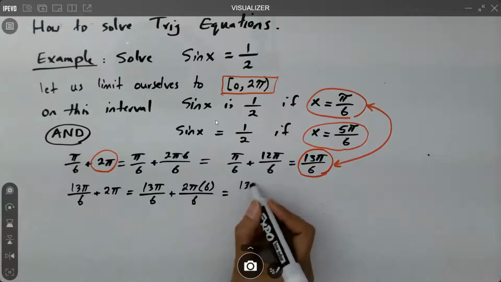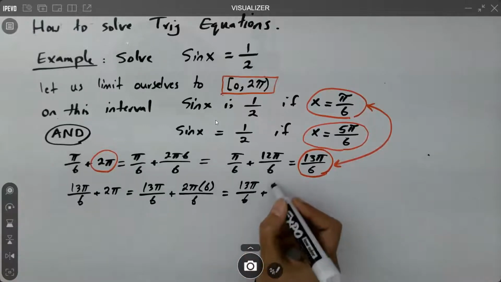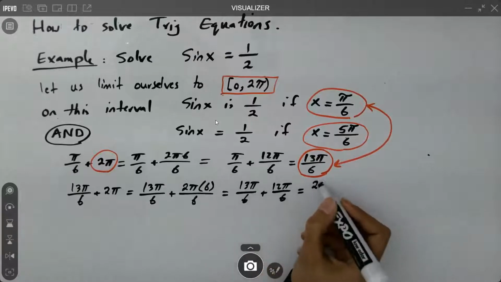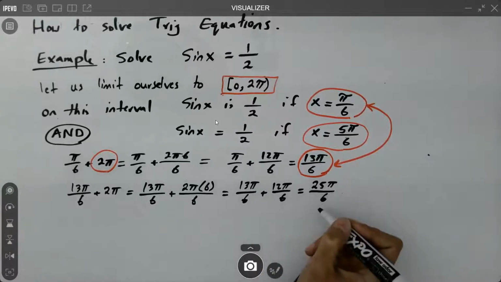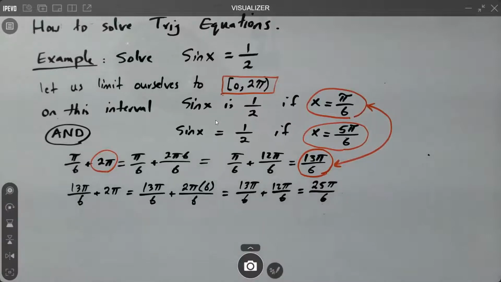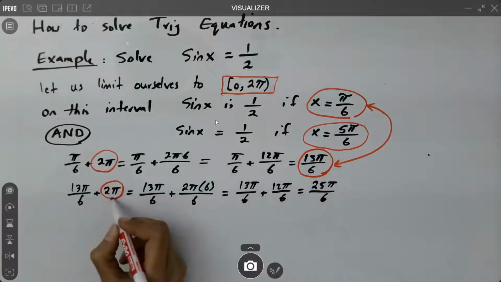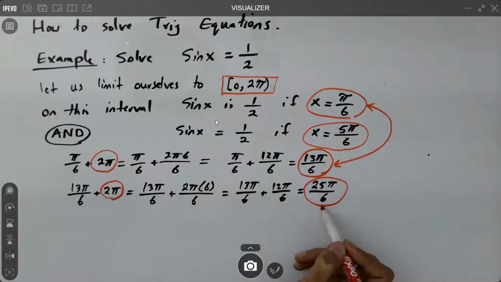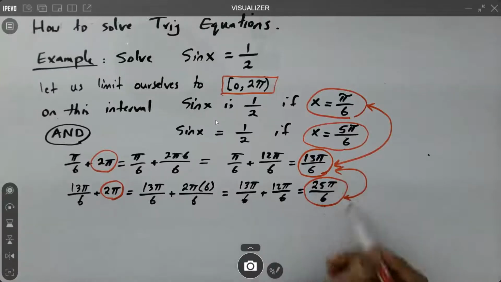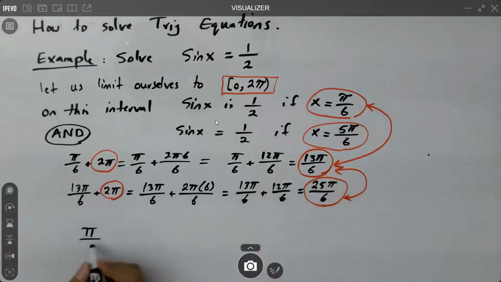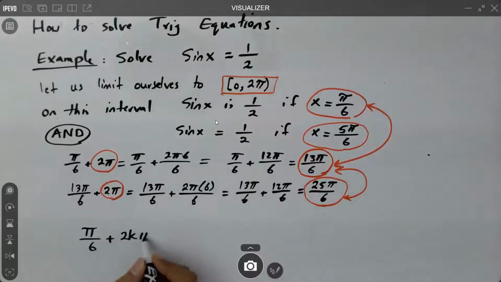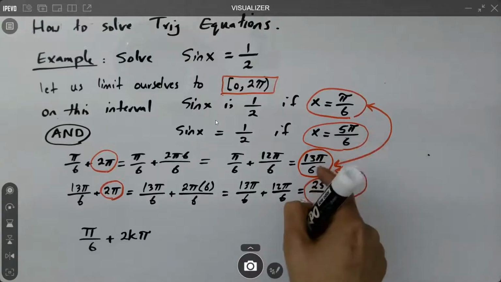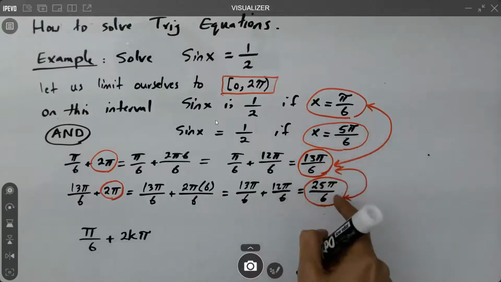Well, here I get 13 pi over 6 plus 12 pi over 6, which is 25 pi over 6. Okay, do you see the pattern? By adding 2 pi to the previous x value, I get the next x value. Okay, that makes sense. So far, if I just write pi over 6 plus 2k pi, I get these points, 13 pi over 6, 25 pi over 6, and so on.